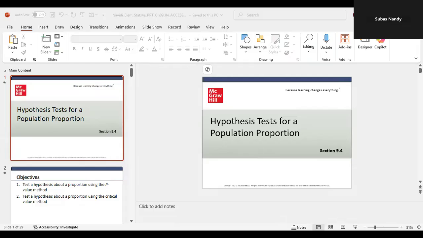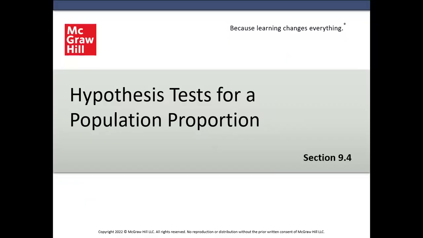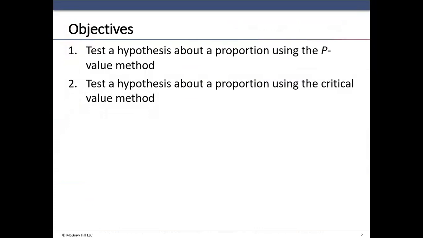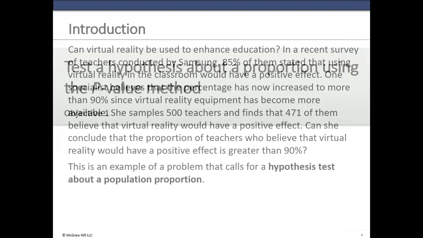Today, we are going to talk about how to conduct hypothesis tests for proportions. Hypothesis test for population proportion. So these are our objectives. Test a hypothesis about a proportion using the p-value method. Here, P stands for probability value method.